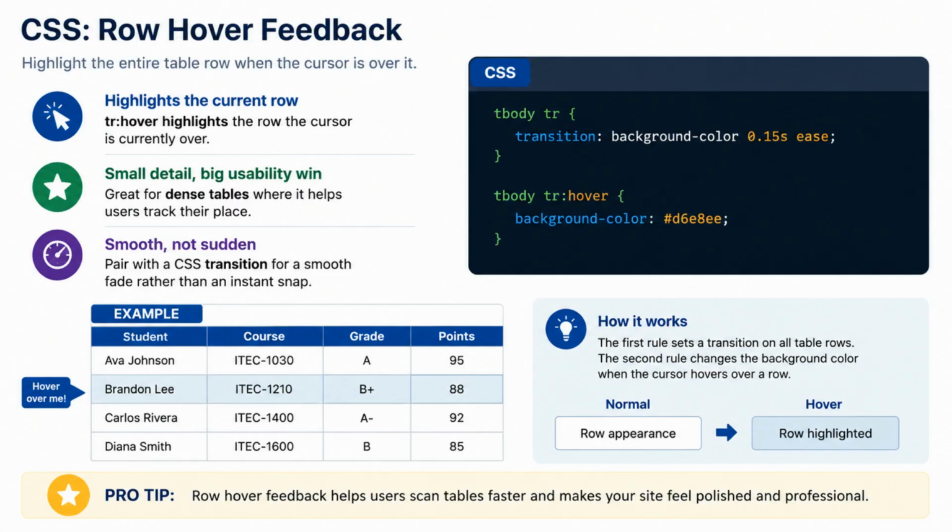Point out the two-rule pattern. One rule sets a transition on all table rows for a smooth fade. The second rule changes the background color specifically on hover. Pairing them avoids an instant, jarring color snap.